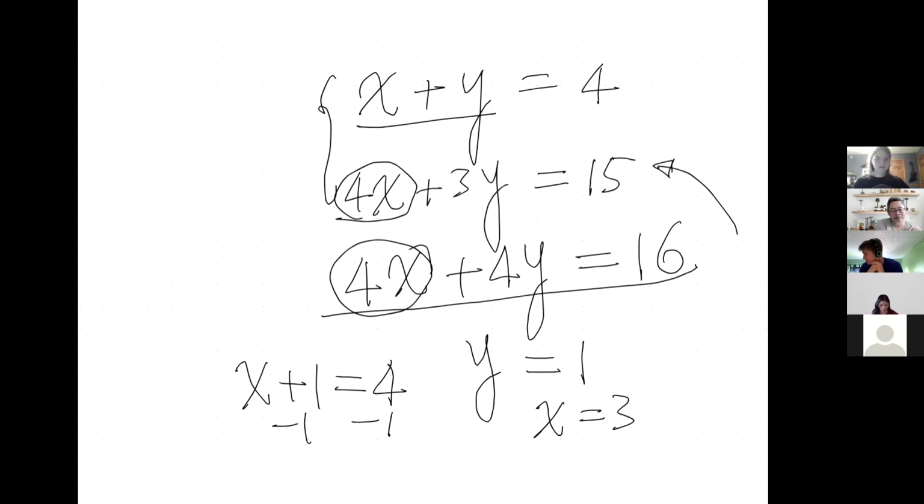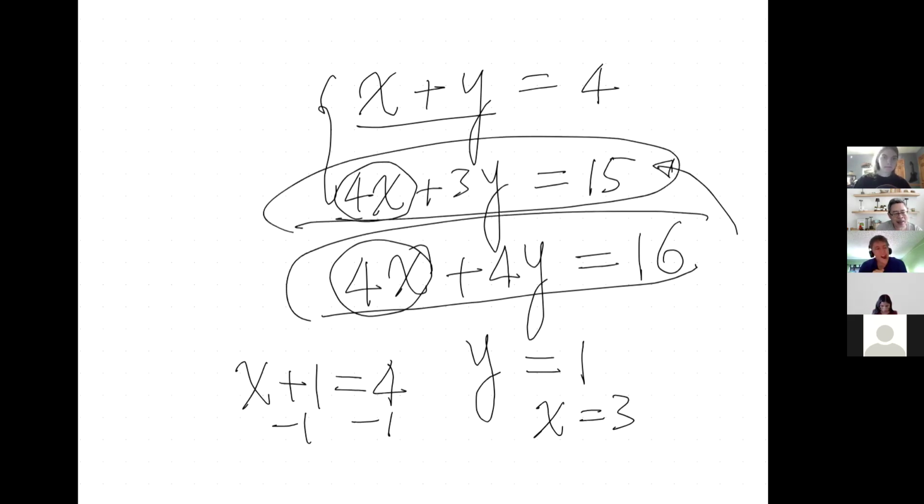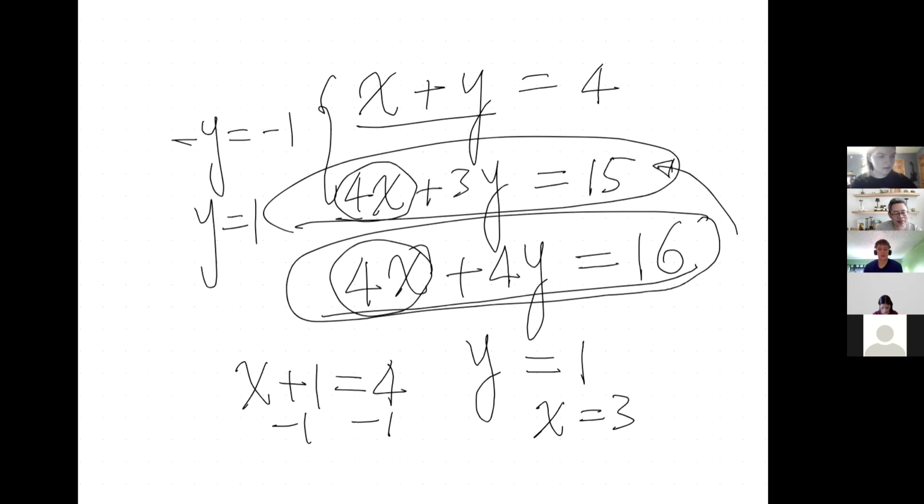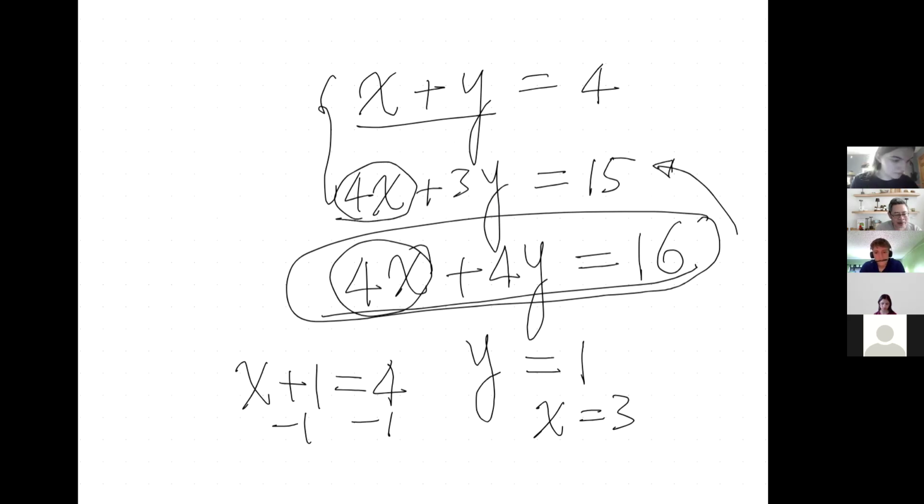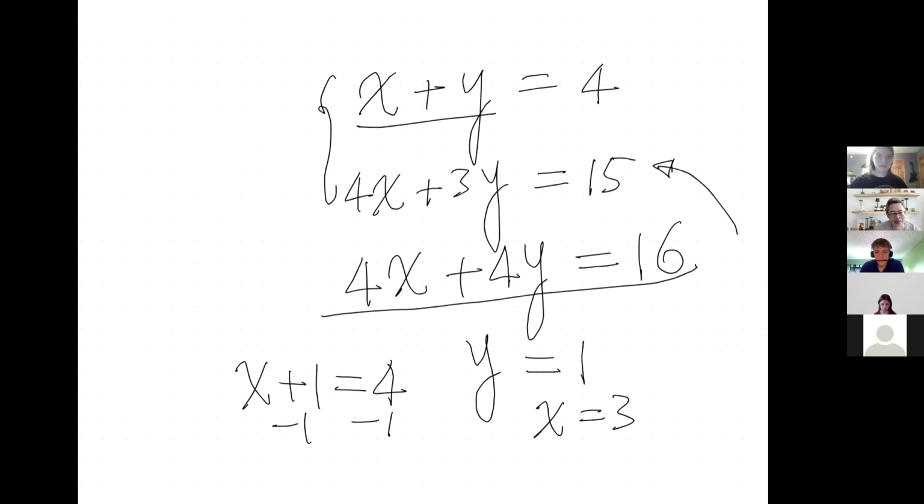Very good. I wasn't too sure if I was supposed to subtract the top row from the bottom row or the bottom from the top. Yeah, it really doesn't matter. If you use this minus that, then you get negative y equals negative 1, then y is still 1. The reason I use the bottom minus the top is because this way I'm only dealing with positive numbers. Yeah, that makes sense, because with negative numbers, sometimes you make silly mistakes.